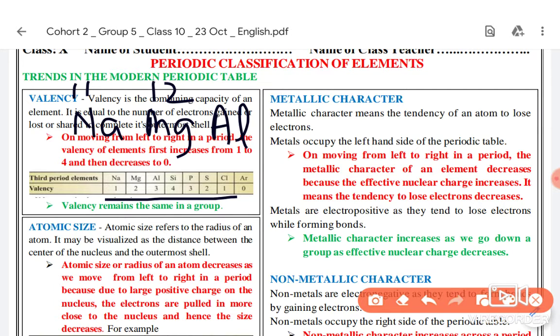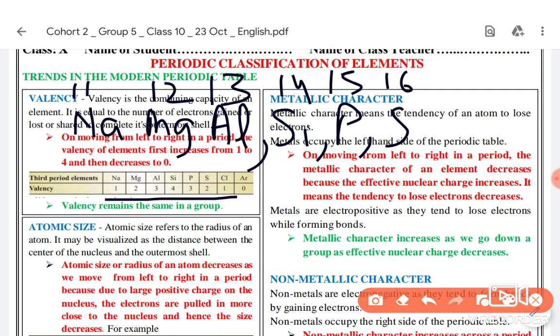You can see from your periodic table, the first period contains only 2 elements, hydrogen and helium. The second period starts from lithium and ends at neon. The third period we are taking as an example. It starts from sodium and ends at argon. So we are writing all the elements: sodium, magnesium, then aluminium 13, then silicon 14, then phosphorus 15, after that sulfur 16, chlorine 17, and argon 18.